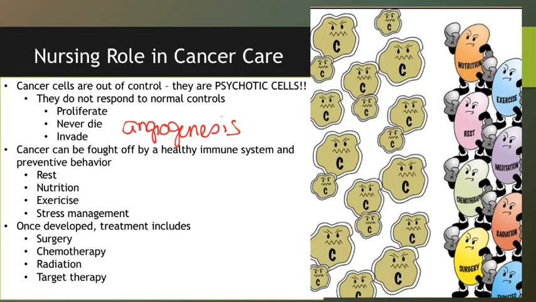Now, if you look at the pictures up here, those things that look like jelly beans, I'm not sure why they're jelly beans, but don't they look like jelly beans? That's the way that we can fight off cancer: nutrition, exercise, rest, and it says meditation. Stress reduction, okay? I don't know about meditation. There's other ways to reduce your stress, but definitely stress management. And then once you develop it, treatments include surgery, chemotherapy, radiation, and targeted therapy, with immune targeted therapy and some hormone targeted therapy.